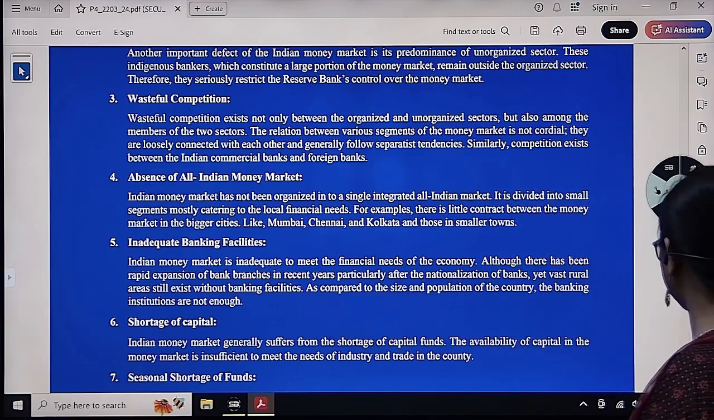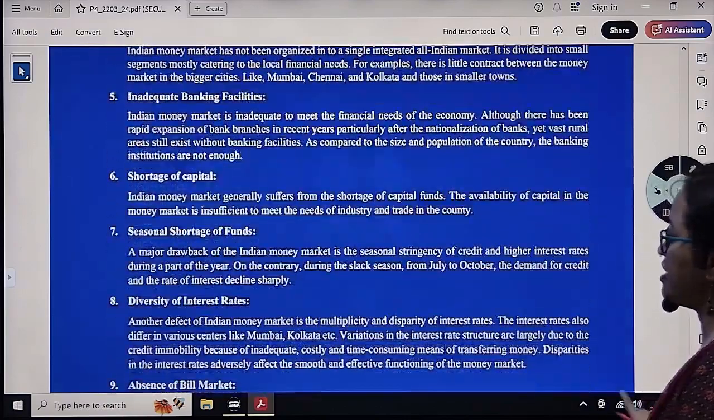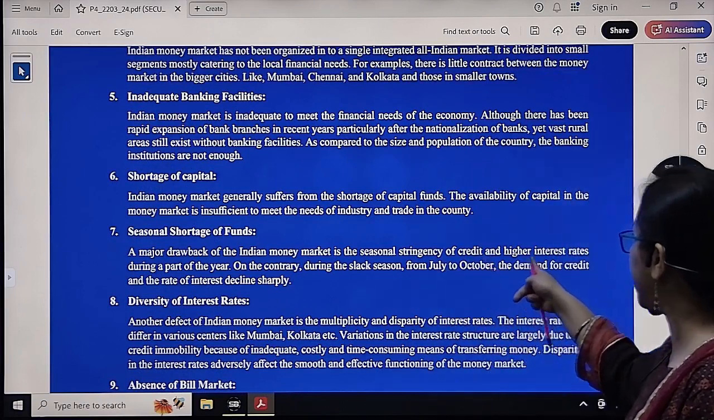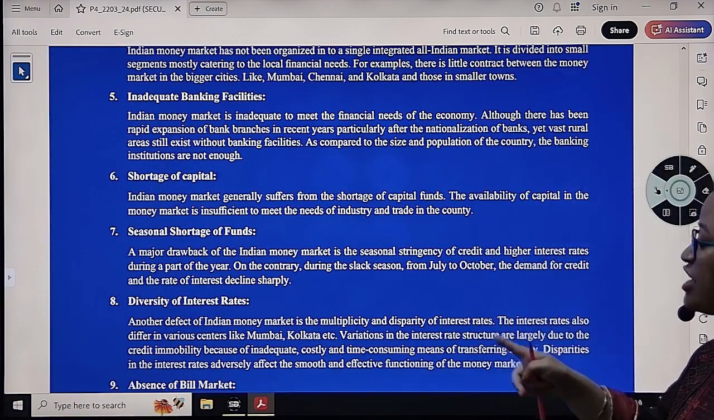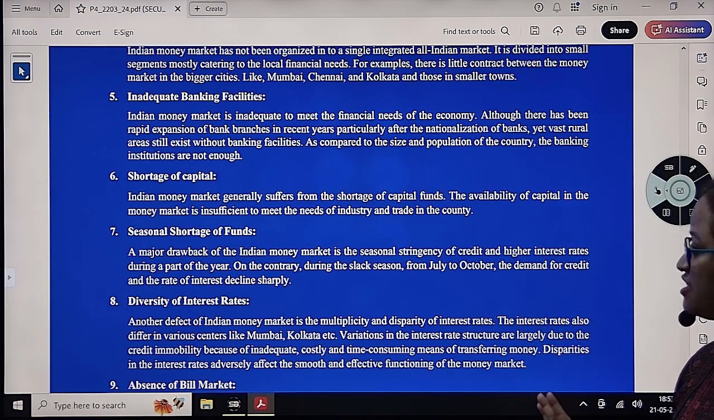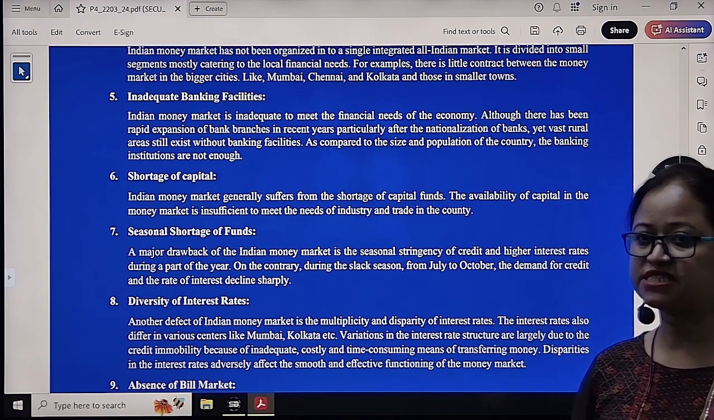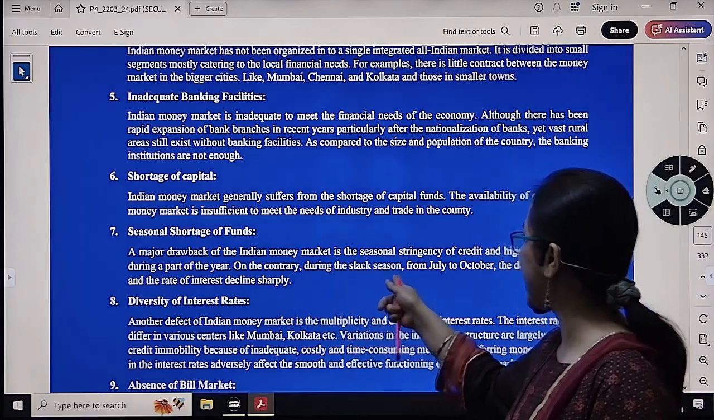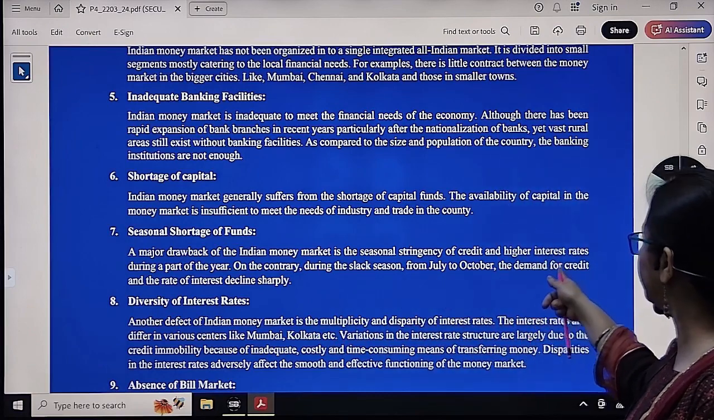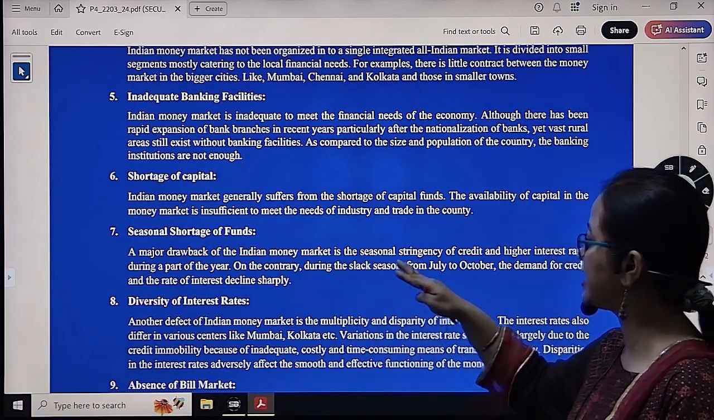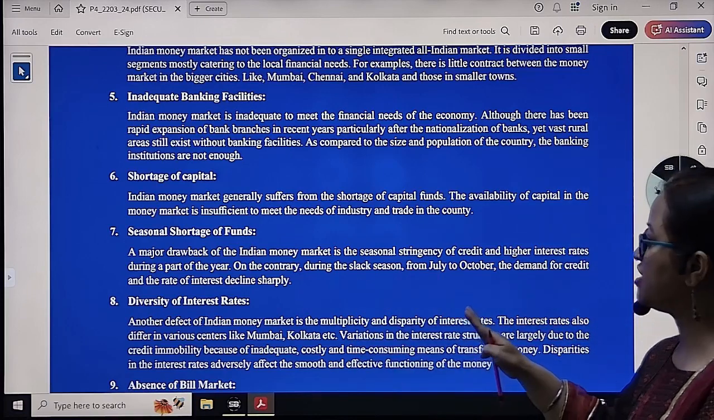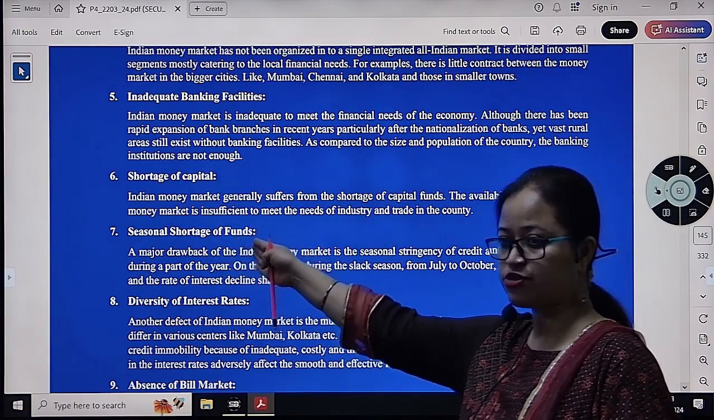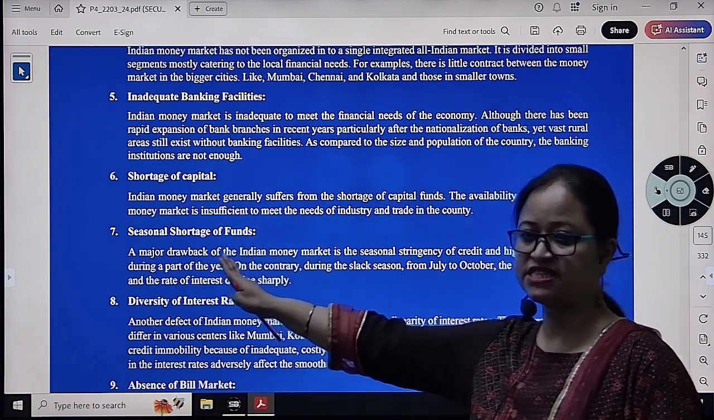Then seasonal shortage of funds. The major drawback of the Indian money market is the seasonal stringency of credit and higher interest rates during a part of the year. Okay, year का एक season में maybe rate of interest is more. It's not uniform throughout the year. On the contrary, during the slack season from July to October, the demand for credit and the rate of interest decline sharply. Okay, so here we are talking about a seasonal shortage of the fund in one season, we can say.